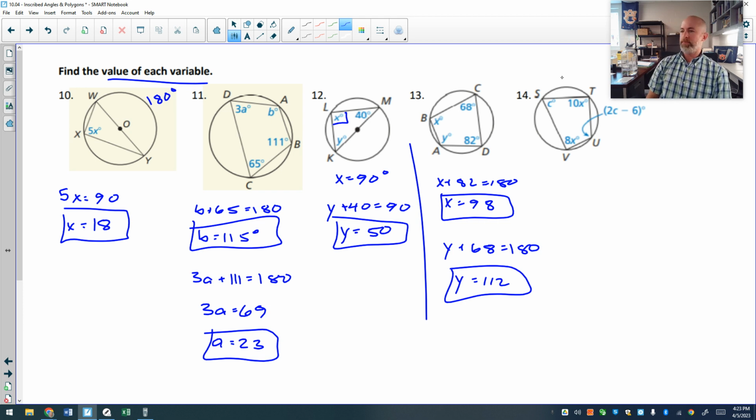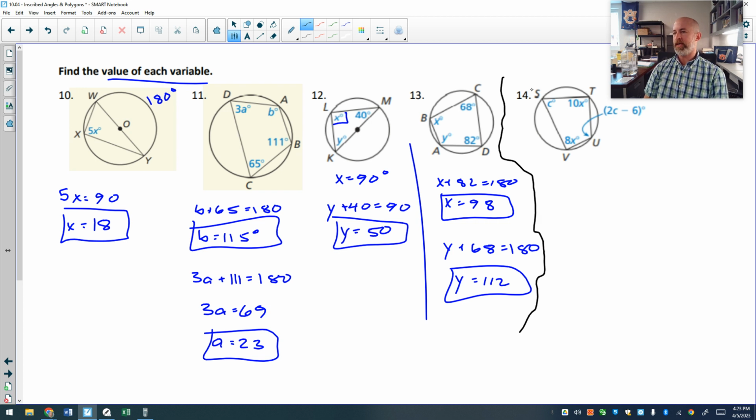And then we'll wrap up with number 14. Interesting. Yeah, 14 is an interesting one. All the rest of the problems I look at and I think, hey, I know exactly what I'm going to do. And I know what I'm going to do here, but something is standing out about this one that's really interesting. I'm going to solve for C first.